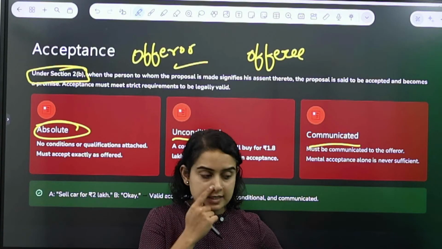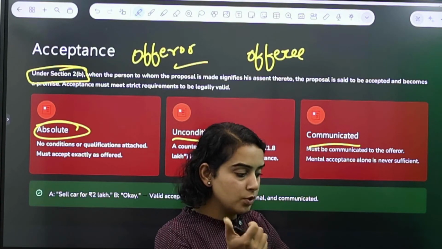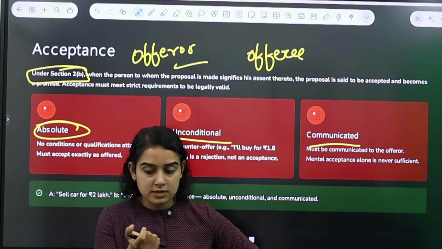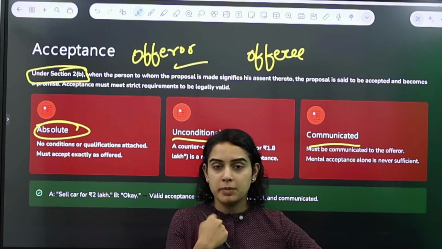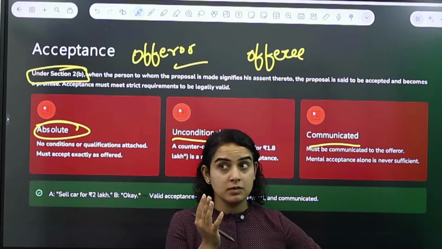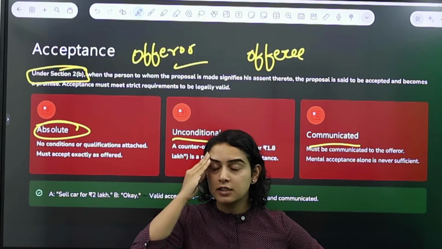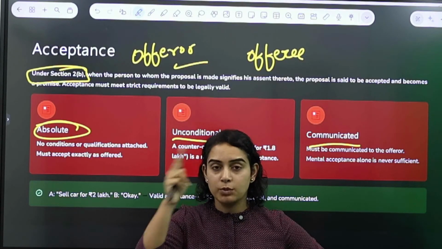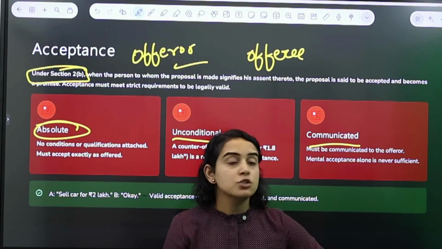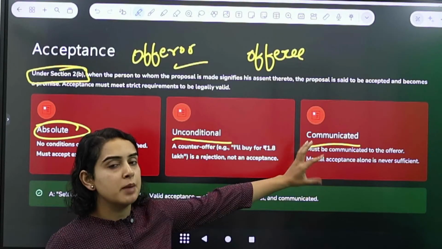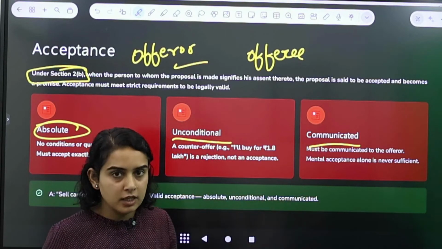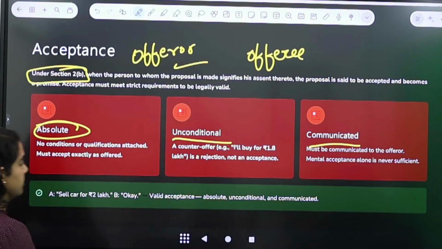Now let's say I sent you a WhatsApp message that I want to sell this car probably to you, and you are like, okay, that's a great deal, but you did not reply back to me. You liked the deal, right? And you probably, in your mind, have also started thinking that this is a deal, I really want to pursue it, but you did not respond to me, right? So that means there is no communication. So till the time the communication of the acceptance is not done, this is not a complete acceptance.